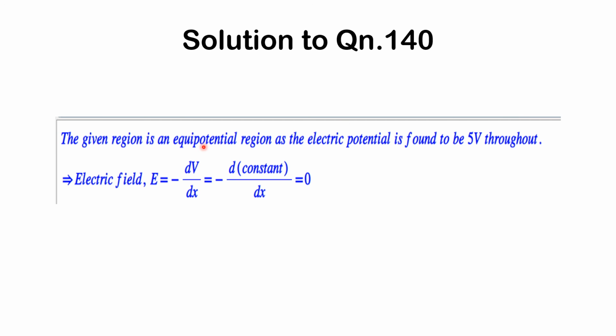The given region is an equipotential region as the electric potential is found to be 5 volt throughout the region. How do I find out electric field? It's given by E is equal to negative dV by dx, the change in potential with distance. So here potential V will be constant. When you differentiate a constant with distance, the answer will be equal to 0, based on what you have learned in differential calculus.